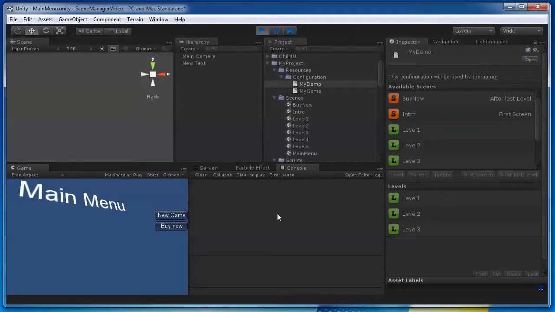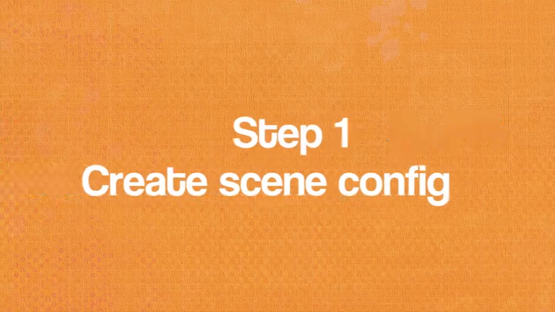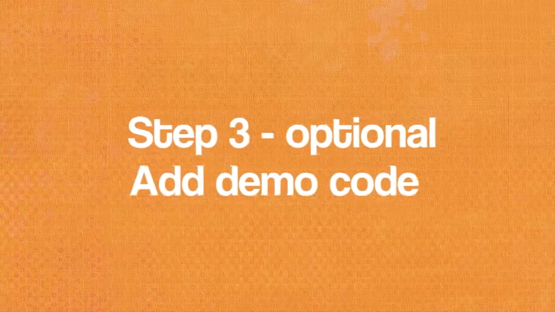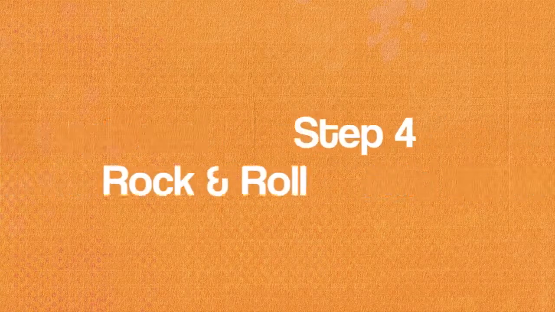That's it for this video. Let's do a quick recap of what you need to do to create a demo version of your game. Step 1. Create a scene configuration. Step 2. Activate your scene configuration. Step 3. Add some demo code. Step 4. Rock and roll.